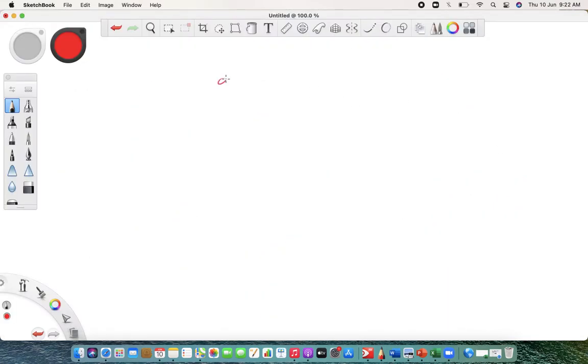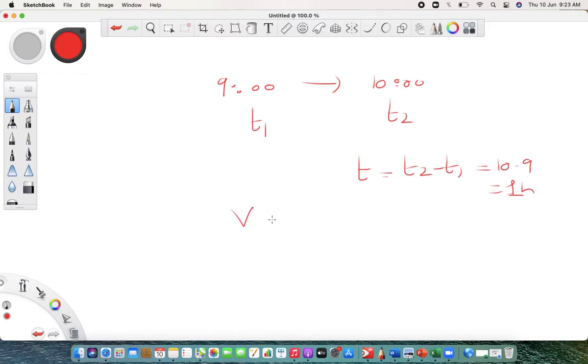Let's say you leave your home at 9 o'clock. You reach your destination at 10 o'clock, right? So what is the time? This is your initial time t1, this is your final time t2. So the time t is equal to t2 minus t1, which is 10 minus 9, equal to 1 hour. So basically your journey time is 1 hour. That's what they are saying: t2 minus t1 means the journey time. And let's say you have a uniform speed of 40 km/h. So what is your distance? V into T, so it's 40 into 1. So it's 40 km. So basically you have covered a distance of 40 km.